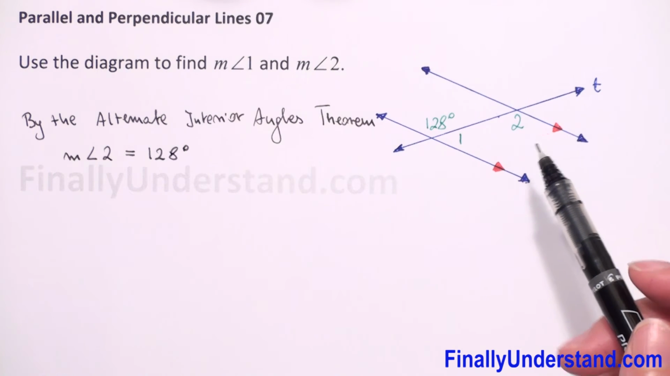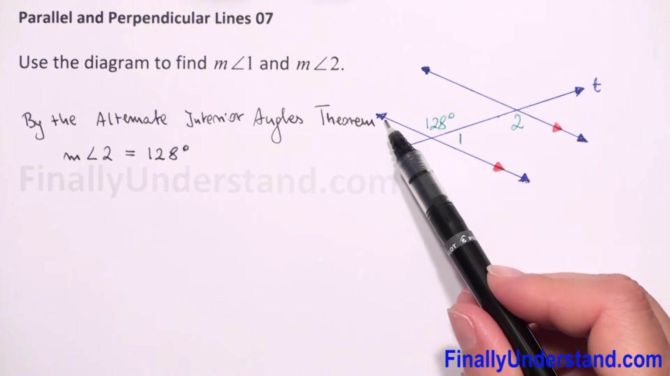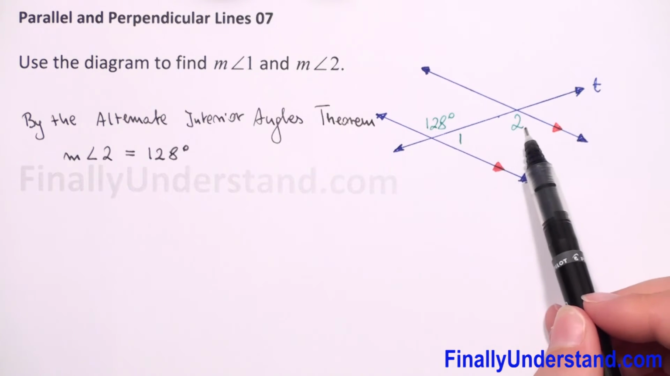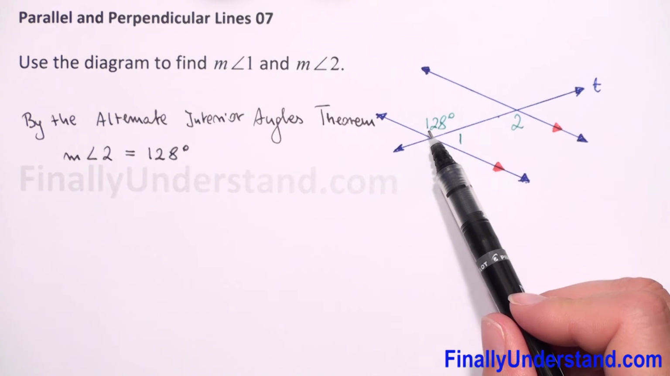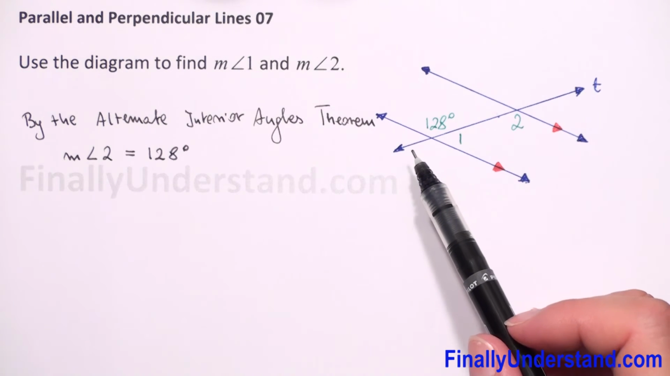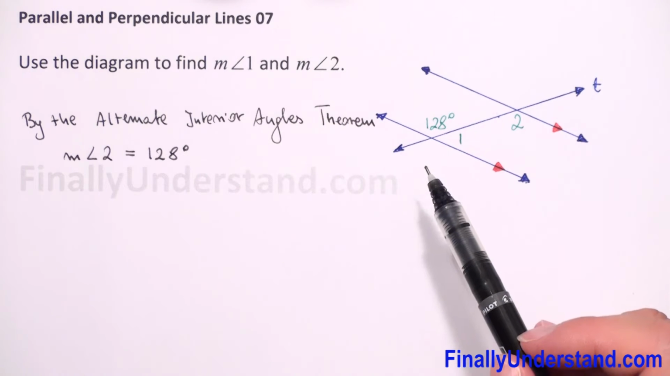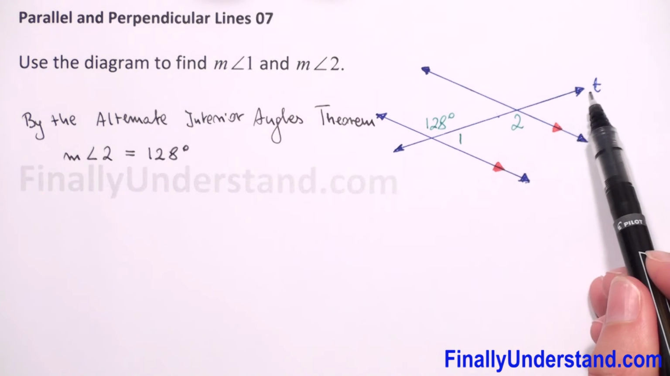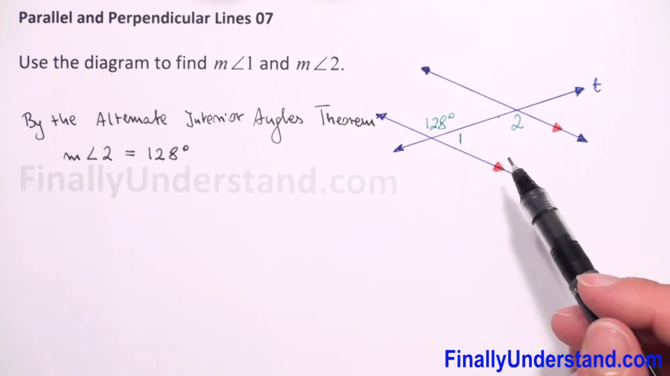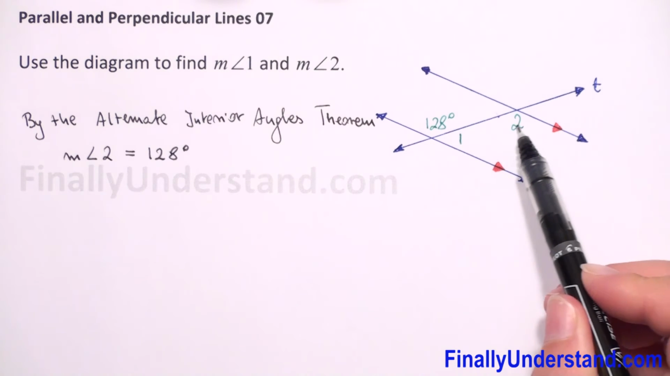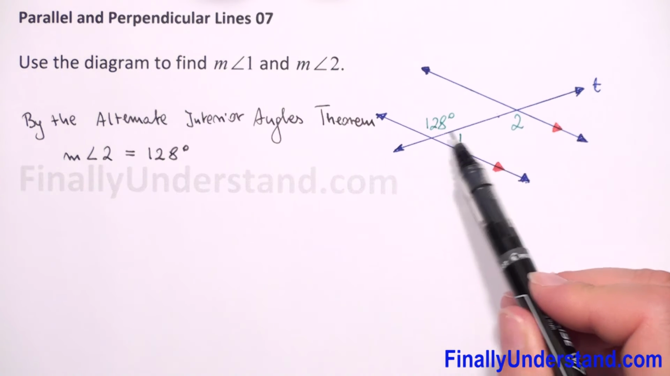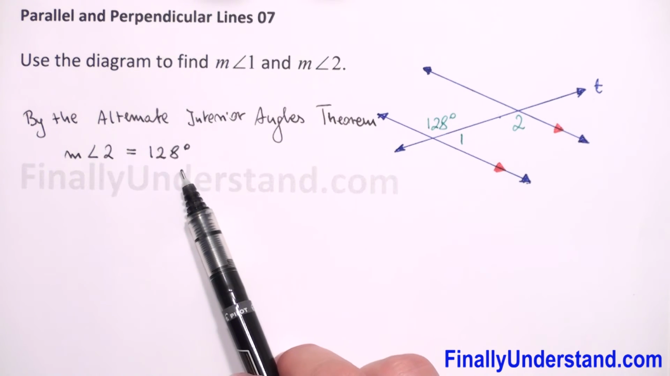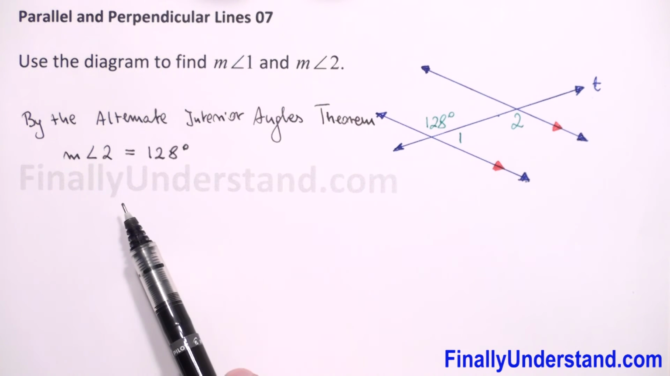One more time. Alternate interior angles are angles which are between these two lines and on the opposite sides of our transversal. And I just use the theorem: when two parallel lines are cut by a transversal, then the pairs of alternate interior angles are congruent. So the measure of angle 2 is equal to 128 degrees. So we have the measure of angle 2.